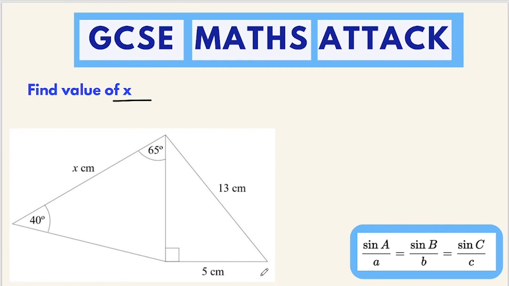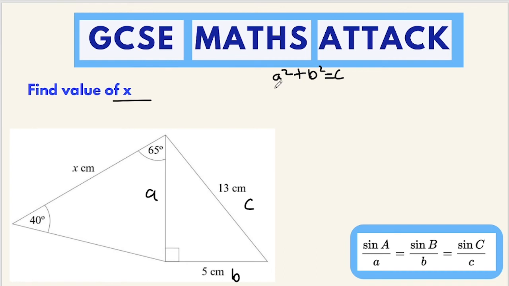Now the first thing I'm going to do is use Pythagoras' theorem to work out this length over here. Because this is the smallest side, I know that I'm going to do hypotenuse squared subtract 5 squared. So let's write Pythagoras' theorem down: a squared plus b squared equals c squared. I'll label this a, I'll label this b, and I will label this c.